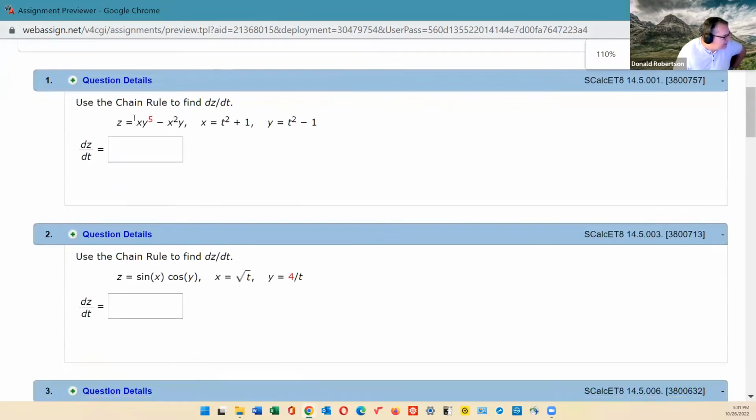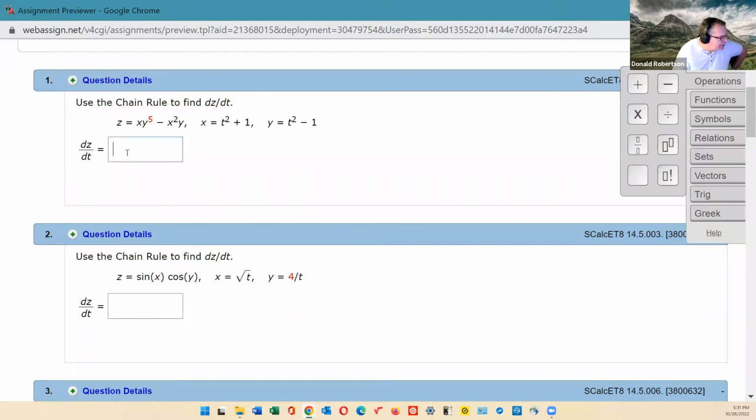Okay. Here is the function z. You can see it's in terms of x's and y's. And this one would be the kind of the first question I did today. Do you know the ones where the x and y are in terms of t? So can you imagine setting up your chain rule and then your answer would go in here?